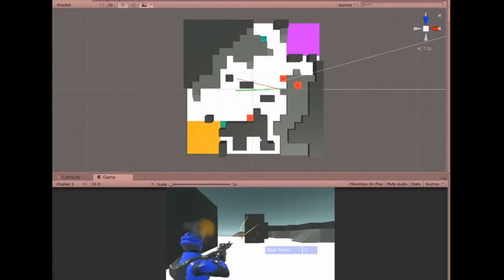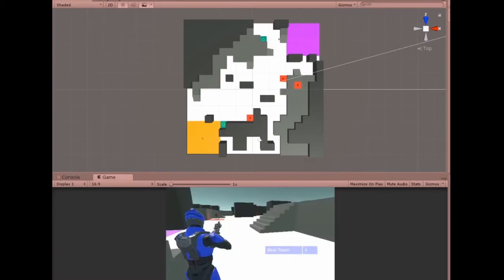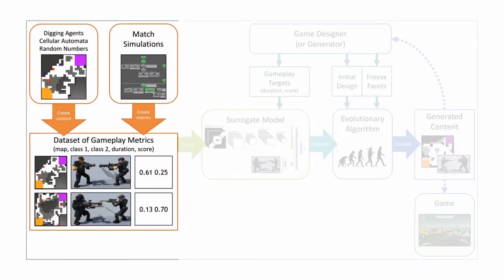One match lasts for up to 5 minutes or a total of 20 kills. From these matches, we collect the duration of the match and the score ratio between the two players as summary metrics of the resulting gameplay. In total, we collected 200,000 data points this way.